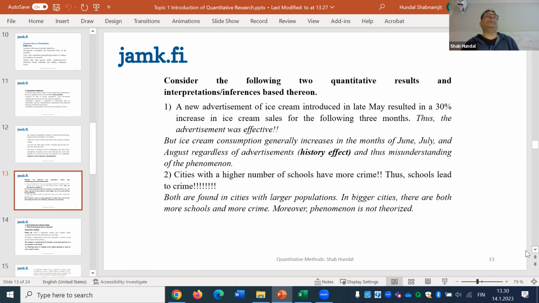So whenever you see some numeric value, you need to justify it with the logic or with the theory. So be careful when you make an interpretation.